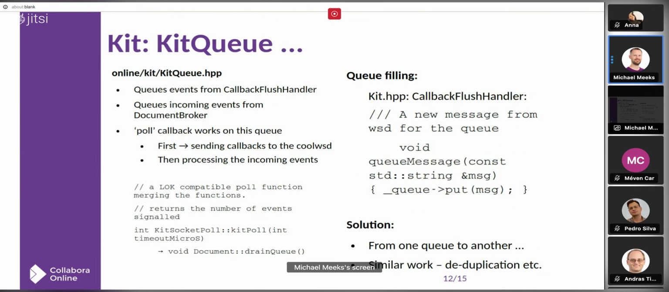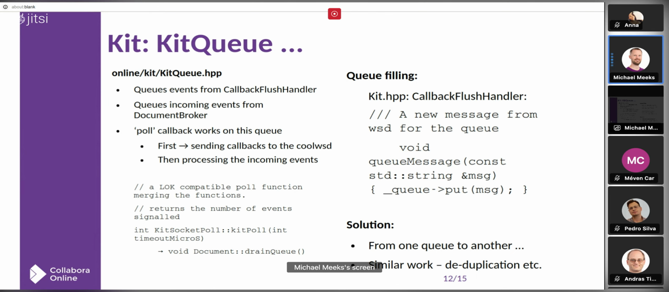Now, in the same process, on the other side of that, the kit has a queue of its own. And this queue then gets, of course, incoming callbacks from this callback flush handler in the LibreOfficeKit core. And that queues all sorts of incoming events as well from the document broker. So it's got two sides. It's got the LibreOfficeKit core and the document broker telling it what to do on the other side.